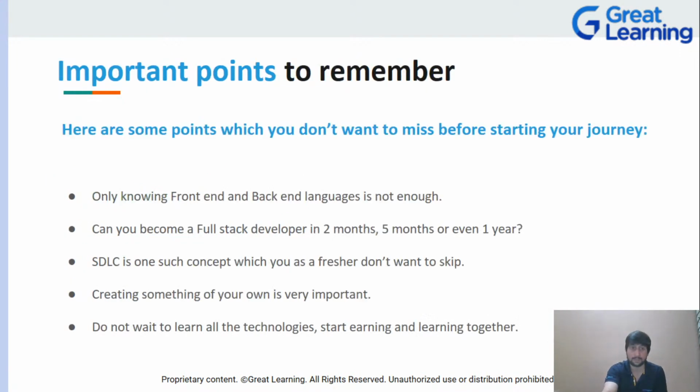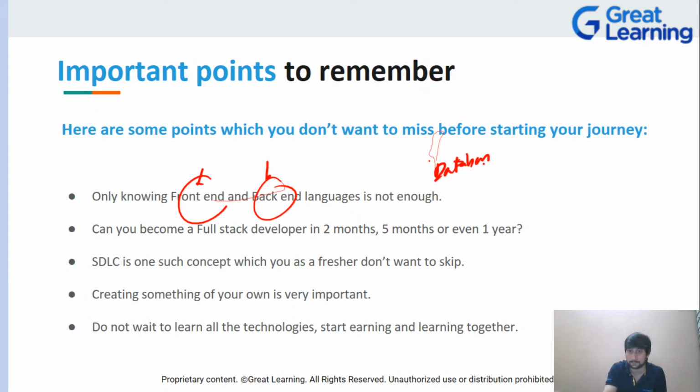Okay, cool. So now what are the things that you should remember? Knowing front end and back end languages is not enough. You should be able to correlate. You should have a clear understanding of what a front end engineer does, what a back end engineer does, what languages you should know, and along with that, the database. Only knowing these two things will not work. You should have a solid understanding of database as well.